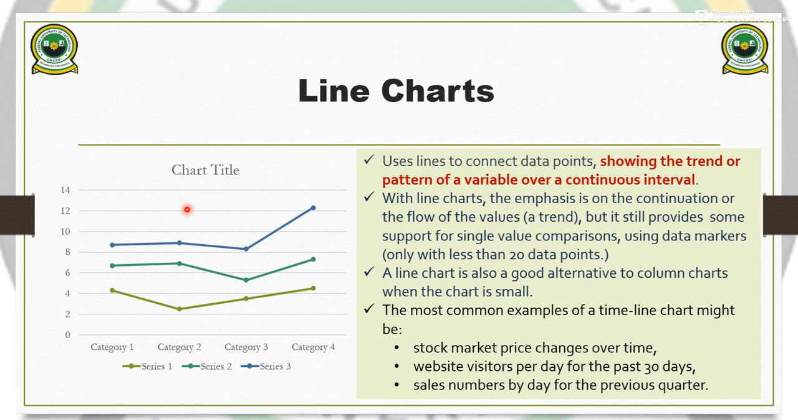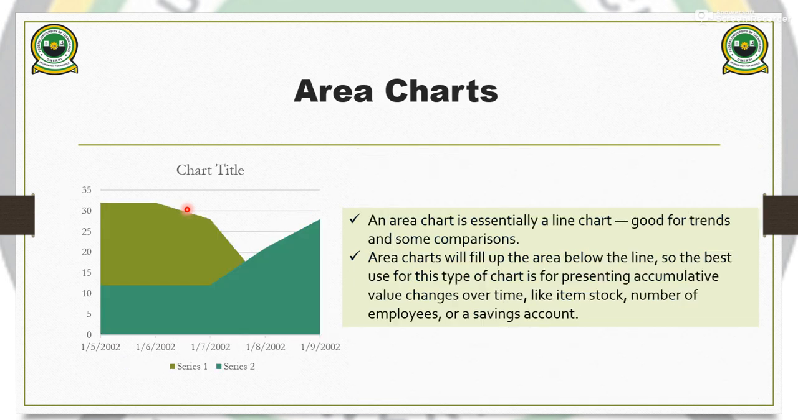Next we look at area charts. Area charts are essentially line charts that are good for trends and some comparisons. Area charts fill up the area below the line. So the best use of this type of chart is for presenting a cumulative value that changes over time, like item stock, number of employees, or savings account, and so on and so forth.